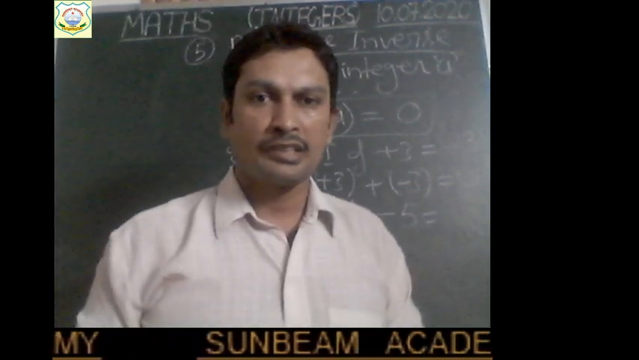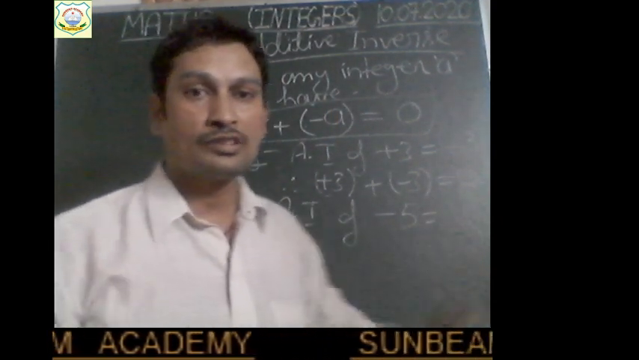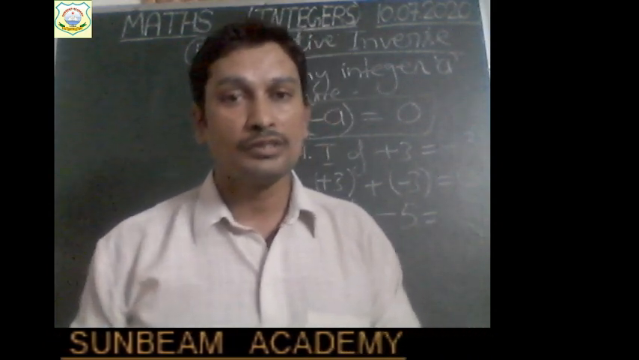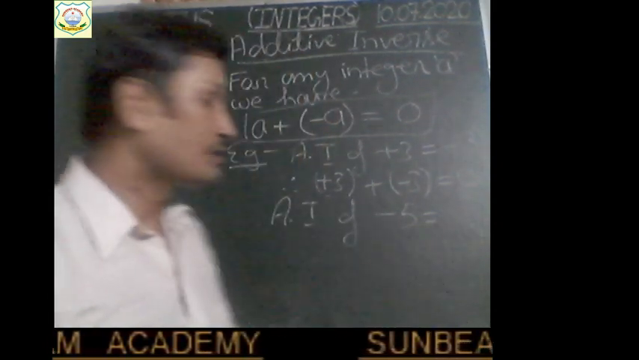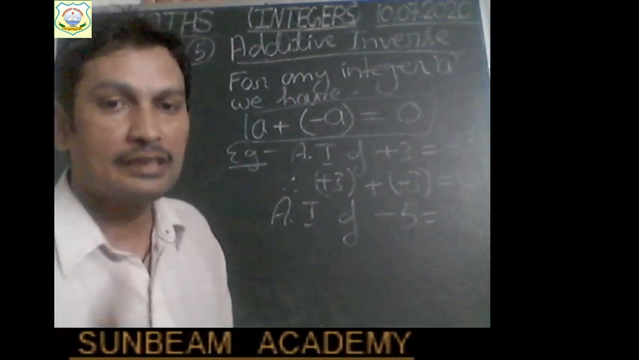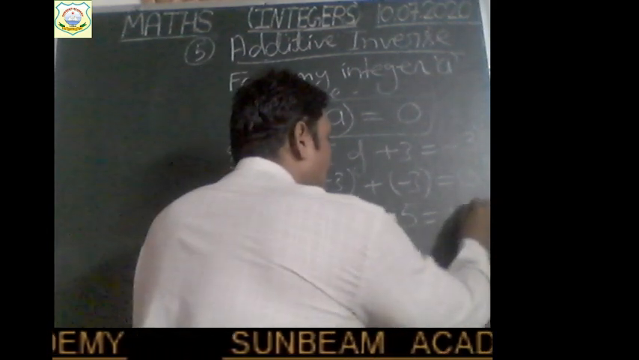then what will be your answer, children? Which integer makes minus 5 to 0? Which integer when added with minus 5 results in 0? Of course, children, that integer will be opposite of minus 5, and opposite of minus 5 is plus 5, right? So it will be plus 5.